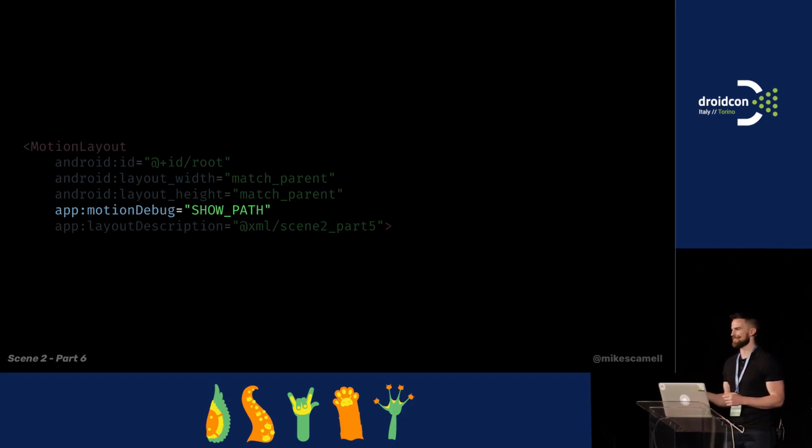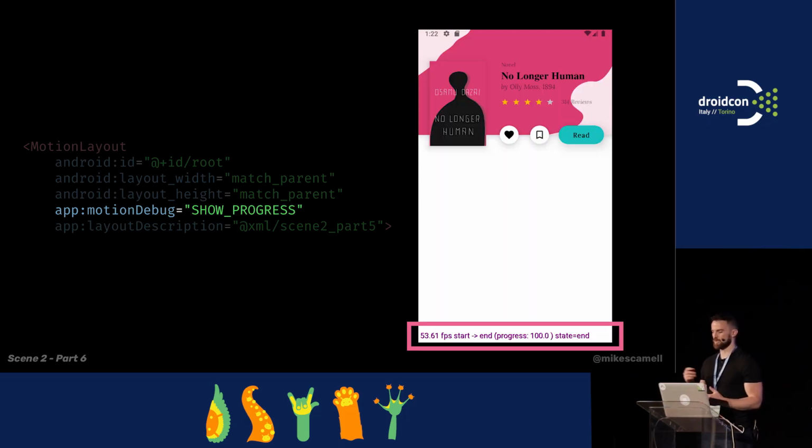How did I see those paths? Well, Motion Layout provides a really useful motion debug attribute, which I set to show path, which, as it says, shows you the path of the views during the animation. There's also show progress, which will give you the progress of your animation, the current state, and also the frames per second. Or you can turn both paths and progress on with the attribute show all.